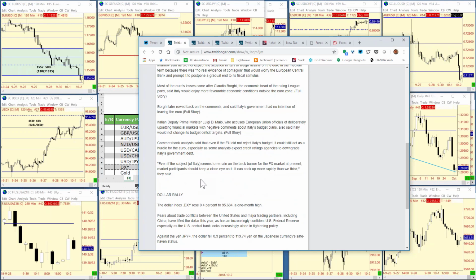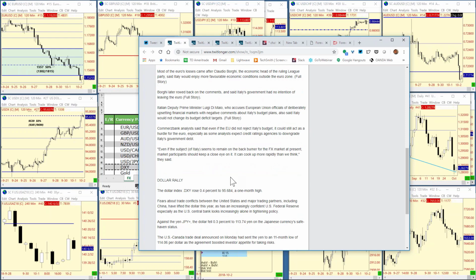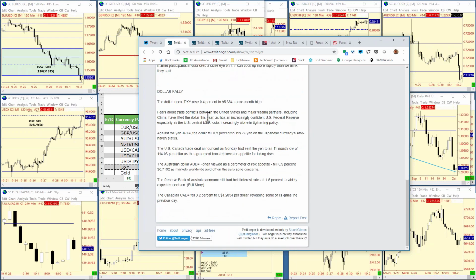The dollar: fears about trade conflicts between the U.S. and major trading partners, including China, have lifted the dollar this year, and it is increasingly confident as the Federal Reserve, the U.S. Central Bank, looks increasingly alone on a tightening policy.